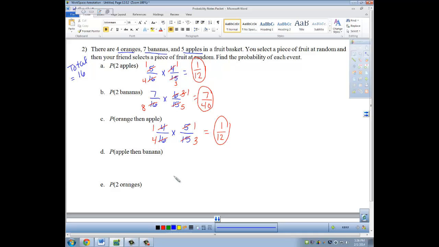Part D, we want the probability of getting an apple, then a banana. So it's very similar to part C. When we chose an apple, we had 5 out of 16 options. Then a banana, there are 7 out of now 15 options. We can cross-reduce a little bit. 5 and 15, divide both by 5, get 1 and 3. So 1 times 7 is 7. 16 times 3 is 48. So our answer is 7 out of 48.